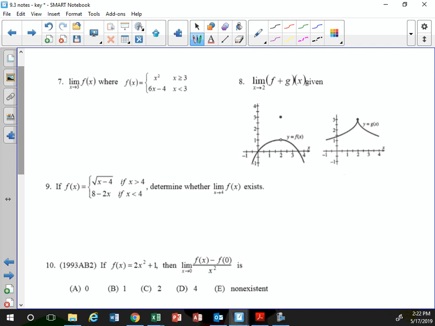So plug 3 into the first one. What do I get? 9. Plug 3 into the second one. What do I get? 14, right? Are 9 and 14 the same number? No. So we have 2 different y values happening. So what do you want to do? D, N, E. Okay. Well, DNE.